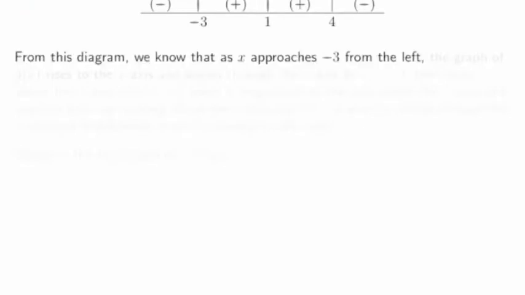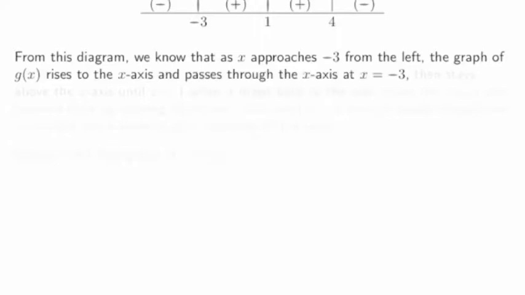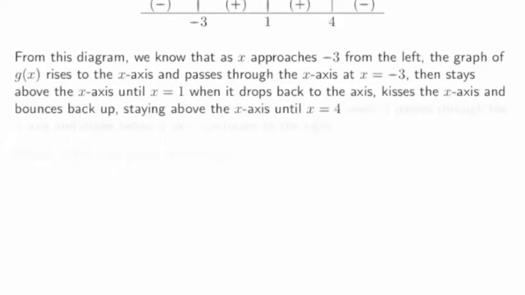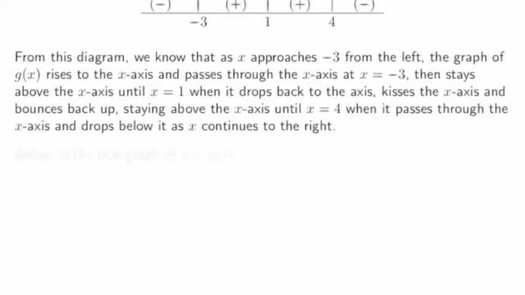Minus, plus, plus, minus. For this diagram, we know that as x approaches minus 3 from the left, the graph must rise up to the x-axis, go through the x-axis, become positive after that until it hits x equals 1, drop back to the x-axis, kiss it at x equals 1, and bounce back up, staying above the x-axis until x equals 4, where it passes through the x-axis and drops below. We're getting all of that out of the sign diagram, and that tells me the graph looks something like this.